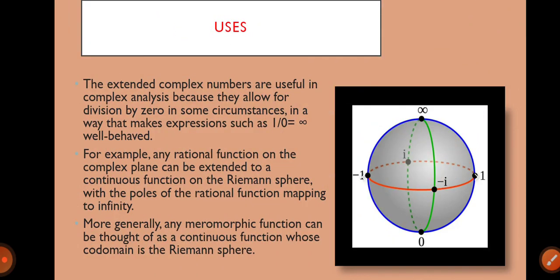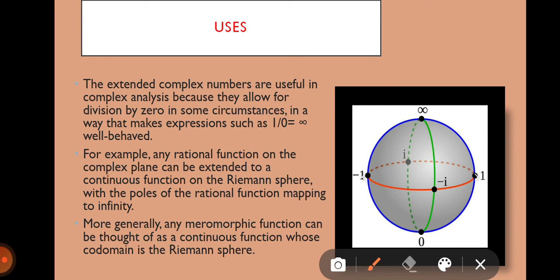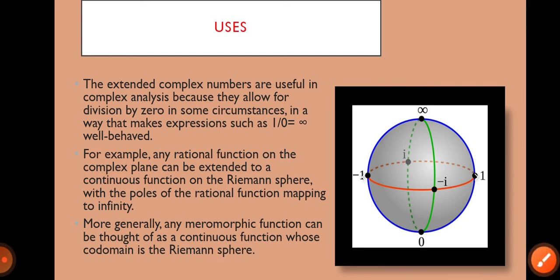Uses. The extended complex numbers are useful in complex analysis because they allow for division by 0 in some circumstances, in a way that makes expressions such as 1 over 0 is infinity well behaved. For example, any rational function on the complex plane can be extended to a continuous function on the Riemann sphere, with the poles of the rational function mapping to infinity. More generally, any meromorphic function can be thought of as a continuous function whose codomain is the Riemann sphere.